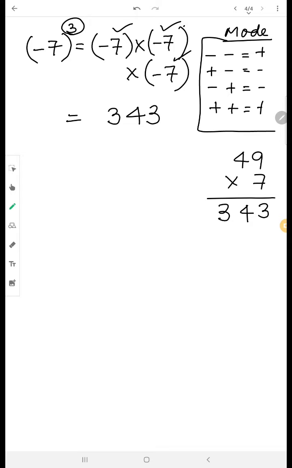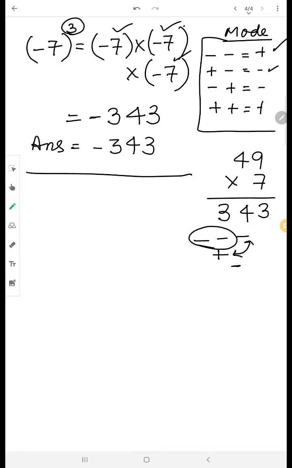Okay, so now you work on the negative sign. Three negative signs are there, so minus minus gives us plus. We will put plus out of these two, then plus and the remaining negative sign. So plus minus gives me minus, so minus is the outcome. I will write minus 343. So my answer is also going to be minus 343.